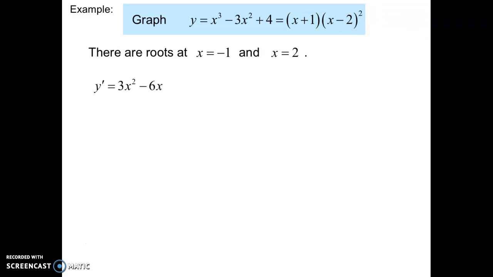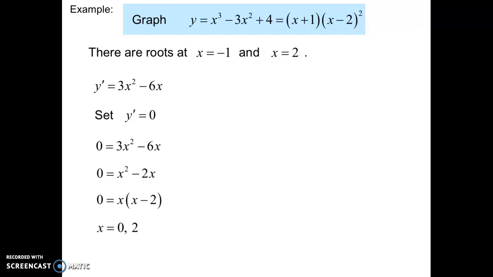Let's find the first derivative. So the first derivative of this function is relatively easy. It is 3x squared minus 6x. Let's set this derivative equal to 0 to find the possible critical points. We noted that this derivative will never be undefined because it is a quadratic. Setting this equal to 0, we get x squared minus 2x equals 0, or x equals 0 and x equals 2. X equals 0 and x equals 2 are the locations of the critical points of this function.